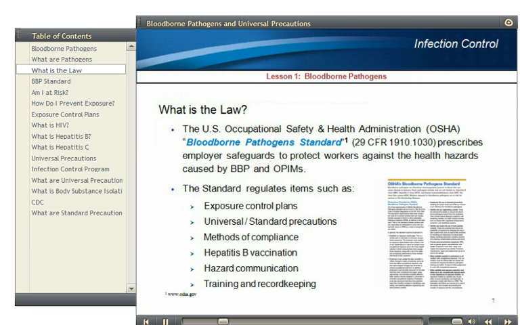What is the law? The U.S. Occupational Safety and Health Administration, OSHA, Bloodborne Pathogen Standard 29 CFR 1910.1030 prescribes employer safeguards to protect workers against the health hazards caused by BBP and OPIMs. The standard regulates items such as exposure control plans, universal or standard precautions, methods of compliance, hepatitis B vaccination, hazard communication, training and record keeping.